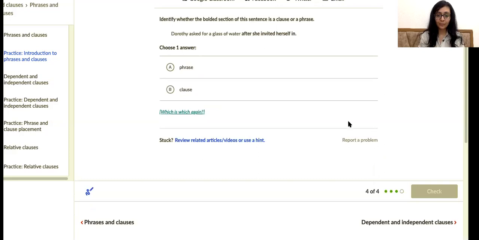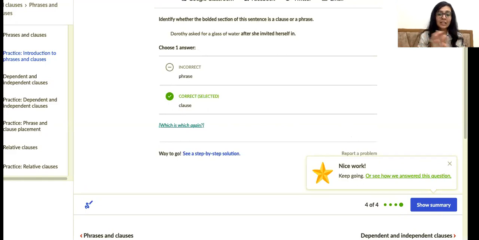The last question now. Dorothy asked for a glass of water after she invited herself in. After she invited herself in. What do you think? Let me give this clue as a random one and you have to guess it. After she invited. I hope that's pretty clear. We are clear with the phrase and the clause. Why is this a clause? Because again, as I mentioned, it has a subject and it has a verb. What is the subject? She. I know I'm talking about she. What she did, or what is something that is an action? Inviting is also an action, hence it's a clause. But which clause will it be? Any guesses? After she invited. I know that there must be some initial information as well, right? So it is a dependent clause.